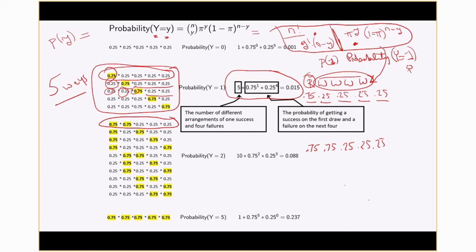But there's 10 different ways of getting 2 reds and 3 whites. And that's calculated as n factorial over y factorial times n minus y factorial, which is equal to 5 factorial over 2 factorial, 3 factorial, and that would be equal to 10. So we could repeat that for each one of those different combinations.